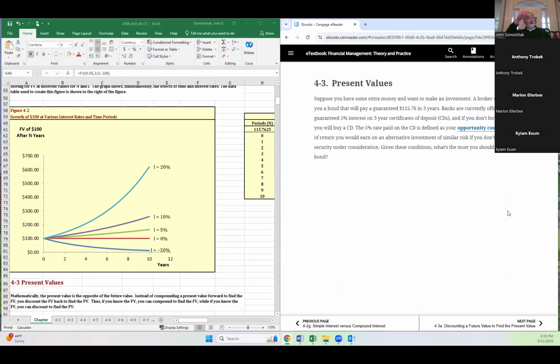All right, present value. You have extra money, you want to make an investment, a broker offers to sell you a bond that will pay guaranteed $115.76 in 3 years. Banks are currently offering a guaranteed 5% interest on 3-year certificates of deposit. And if you don't buy the bond, you will buy a CD. The 5% rate paid on the CD is defined as your opportunity cost, or the rate of return that you would earn on an alternative investment of similar risk if you didn't invest in the original security.